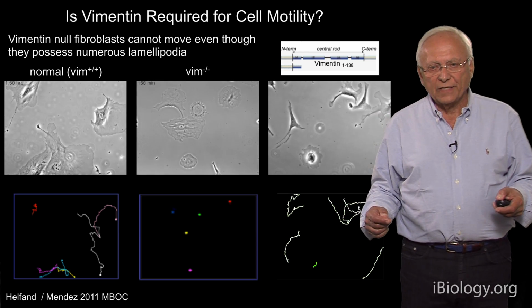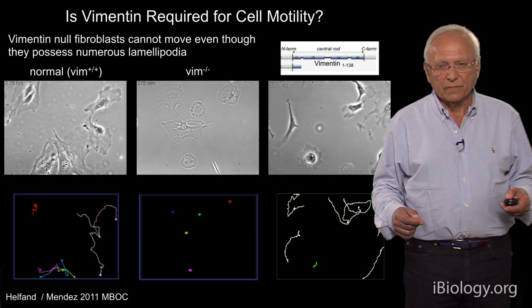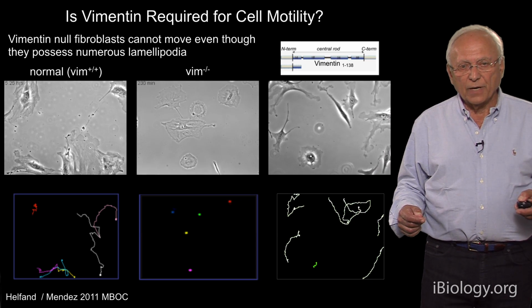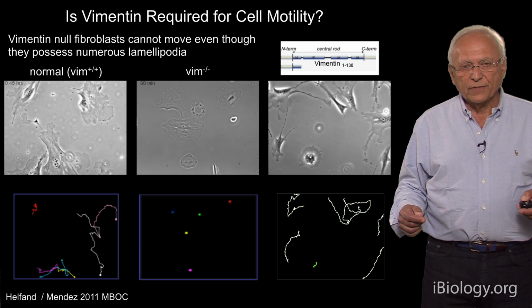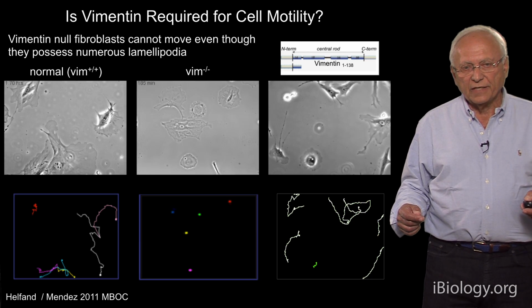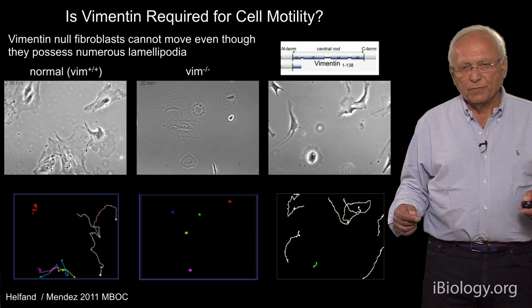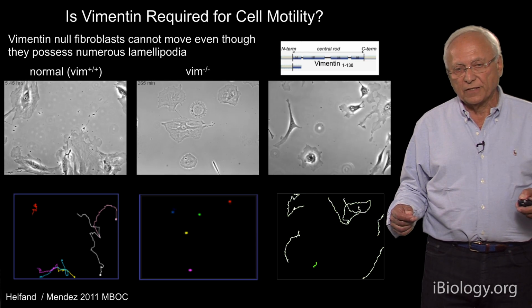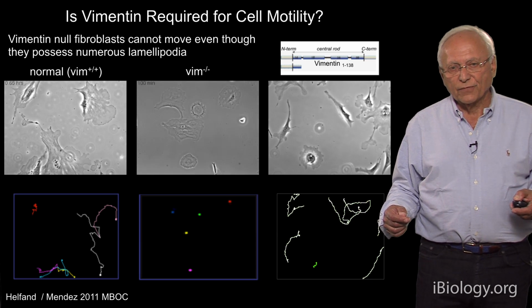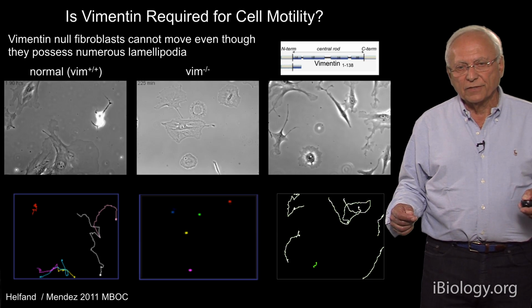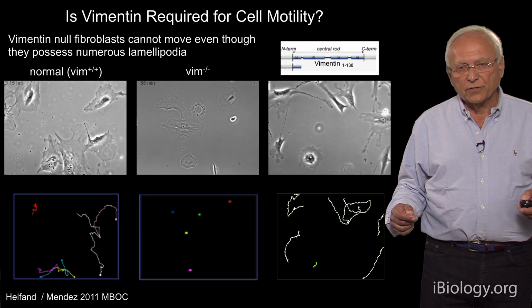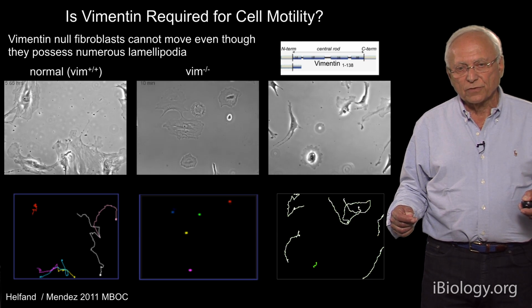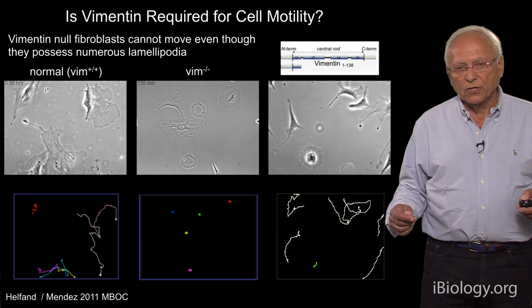And finally, I just want to emphasize the requirement for Vimentin in motility by looking at, on the left, normal Vimentin-containing fibroblasts. In the middle, these are fibroblasts which have no Vimentin. They don't express any intermediate filaments. They're from the original Vimentin knockout mouse. And if you look, you can still see in those cells in the middle lots of activity around the surface. These are surface ruffles, but no directional movement.